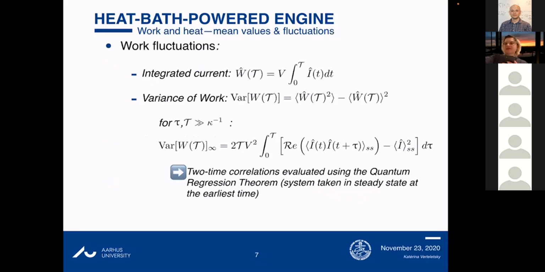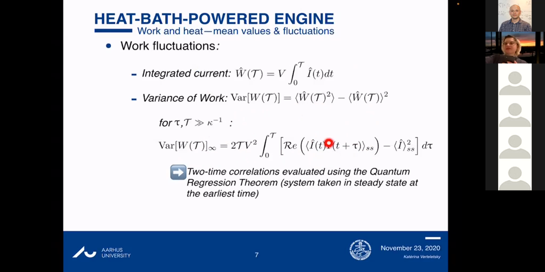For the work fluctuations, we define the integrated current, because our current is a continuous variable, and from this expression we can directly calculate the variance of the work using the classical formula for the variance. For long integration times, we obtain this expression, where you can see that it is a function of the 2-time correlation function of the current.